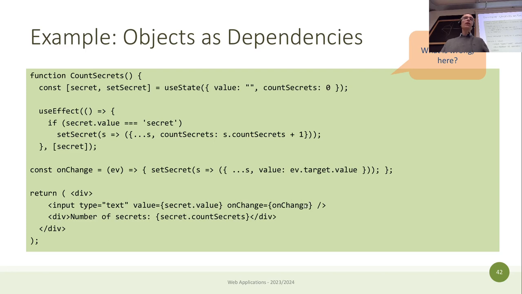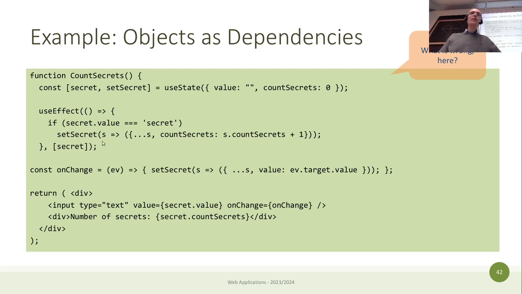And so you might think, well, this should work, right? So useEffect only calls the callback when the secret changes, okay? And when the secret changes, what does it do? If secret value equals secret, setSecret countSecrets plus one, okay? So the idea here was every time you type secret, okay? So in the form, there's the secret word, string, you increase the counter by one, okay?